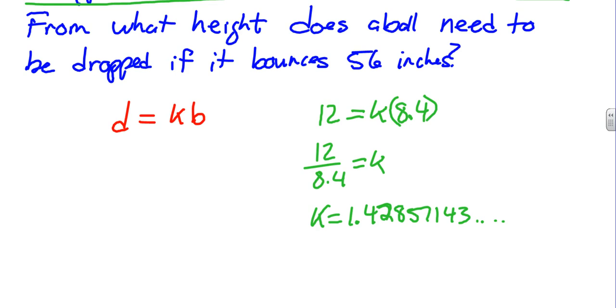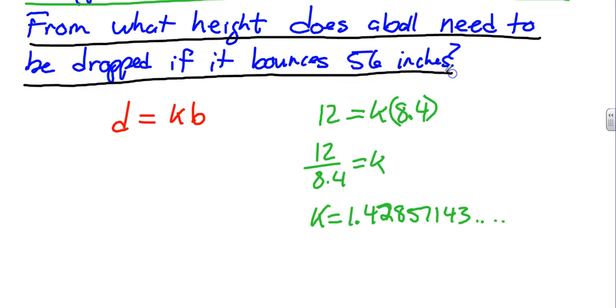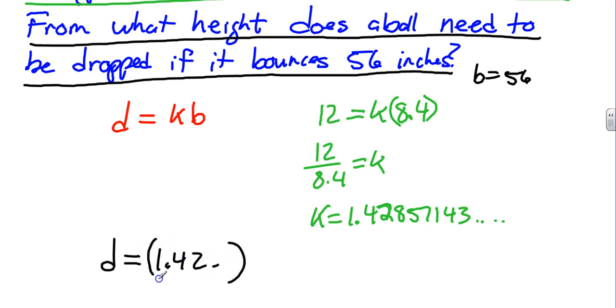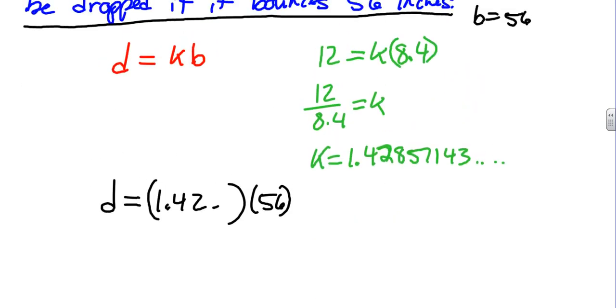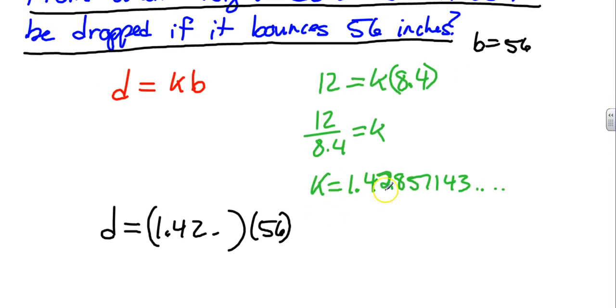All right, and then the last line gives us the next number that we need. In this case, it's going to bounce 56 inches, so that means our B is 56. So we've got to figure out how high it was dropped from when k is this 1.42 number. We'll just round it off there, times 56. Okay, and they conveniently picked some numbers that when you do that 1.42, if you leave this whole thing in here, it comes out to be 8.